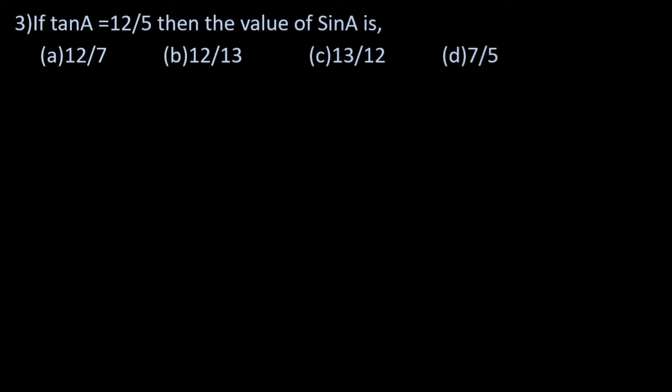Third one: if tan A is equal to 12 by 5, then the value of sin A is? Options we have 12 by 7, 12 by 13, 13 by 12, 7 by 5. Here we need to find sine, and they gave tan, which is equal to 12 by 5. Tan means opposite by adjacent, so opposite will be 12 and adjacent will be 5.